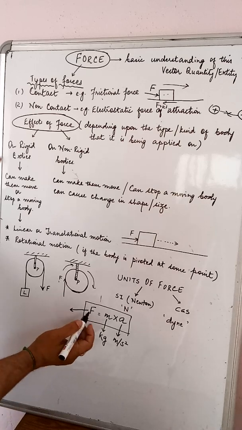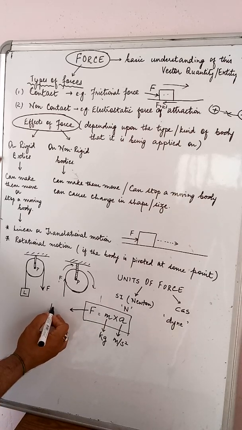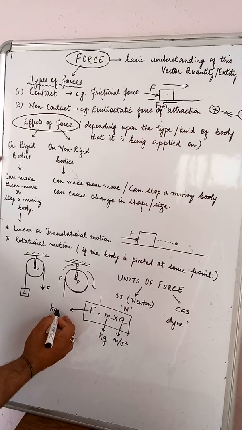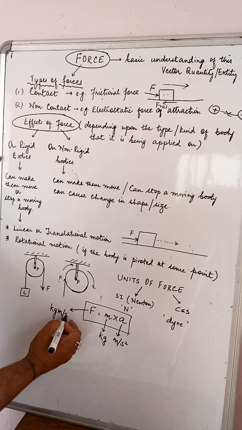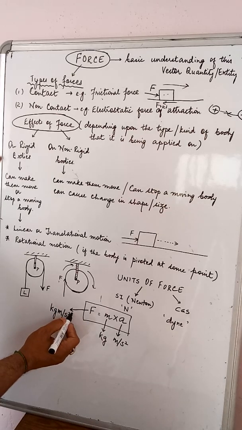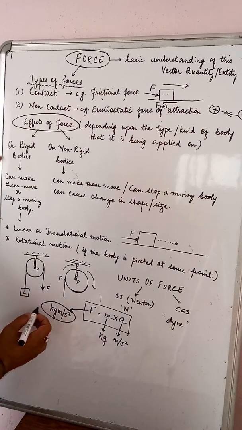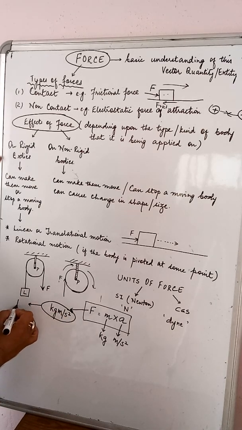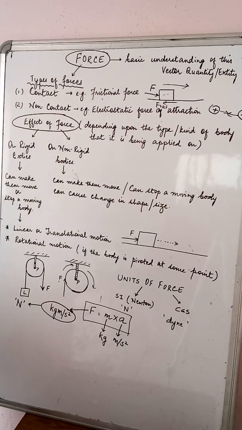Using this formula, I can say that force has a unit of kg meter per second square. It is this that we translate into Newton. So if somebody asks you now, what is the SI unit of force? SI unit of force will be represented with a capital N, which stands for Newton, and as you can see, this is that entity that has been translated into Newton.